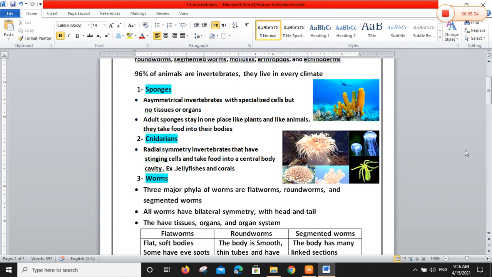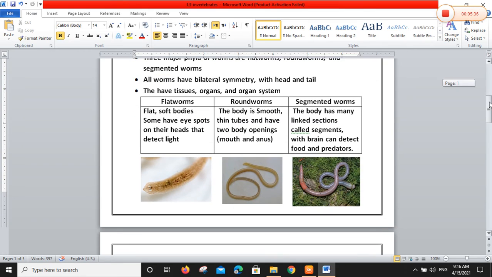Can you compare the three bodies? Look in our book, page 150: phylum segmented worms, example earthworm. The body has many linked sections called segments. Segmented worms are characterized by a brain, which can detect food and predators.